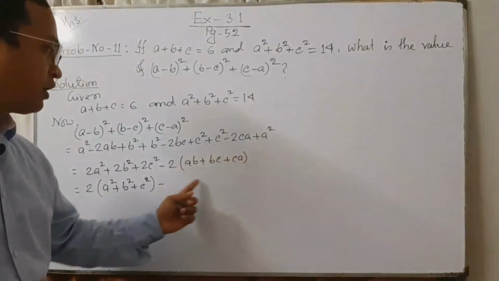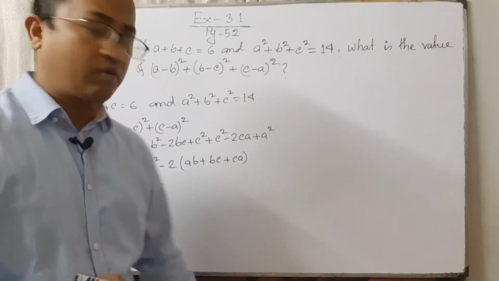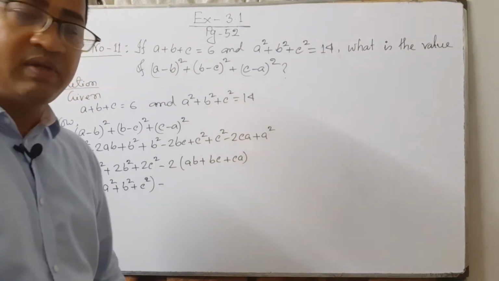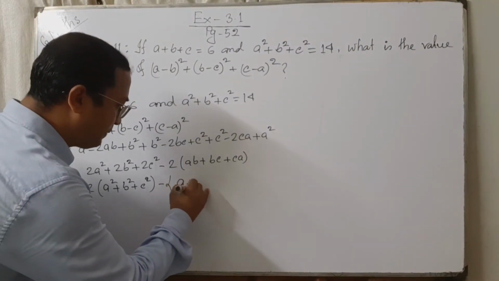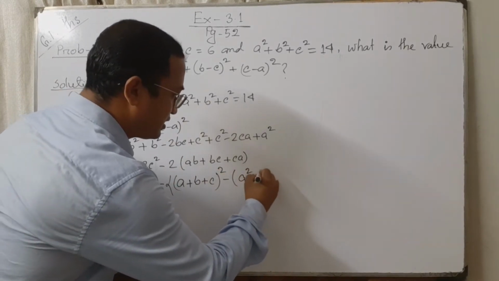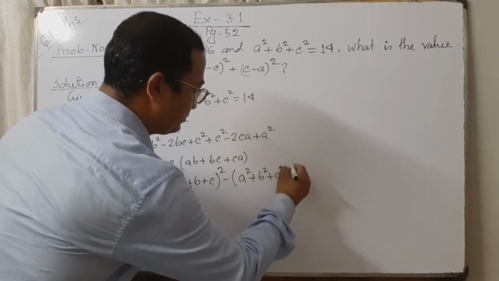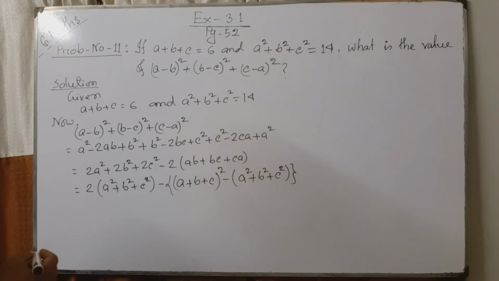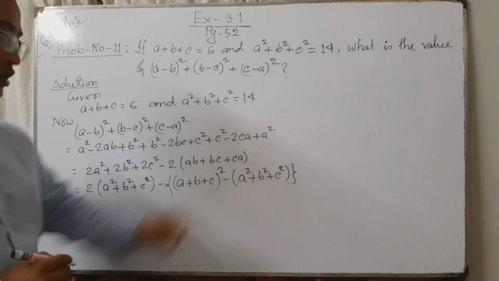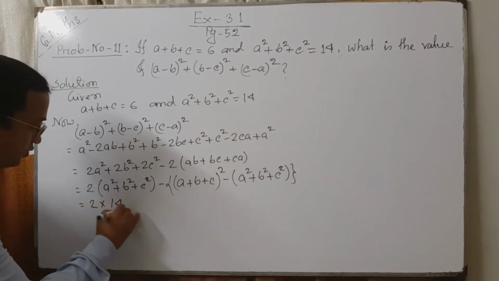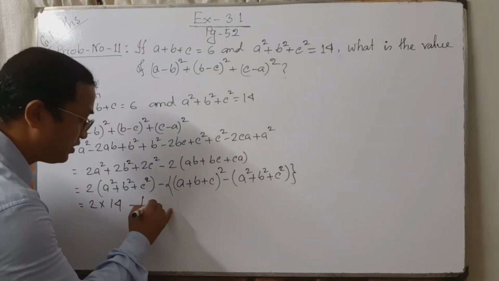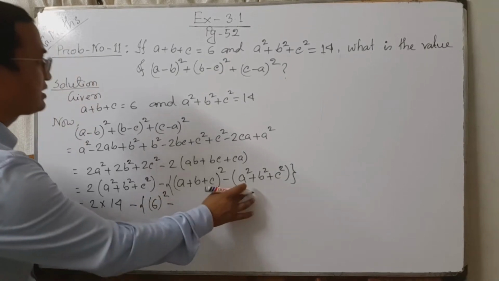So we can use a corollary for this 2 into ab plus bc plus ca. And we know the corollary of 2 into ab plus bc plus ca is a plus b plus c whole square minus a square plus b square plus c square. I think all of you know this corollary. Now, what is the value of a square plus b square plus c square? 14. So we can write 2 into 14 minus, what is the value of a plus b plus c? 6. 6 square minus 14.